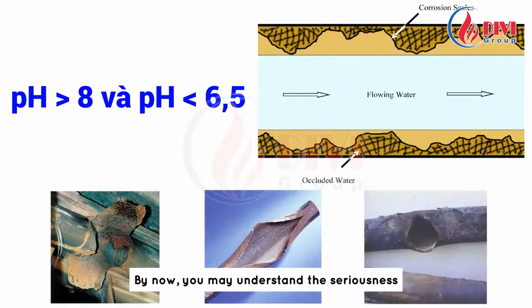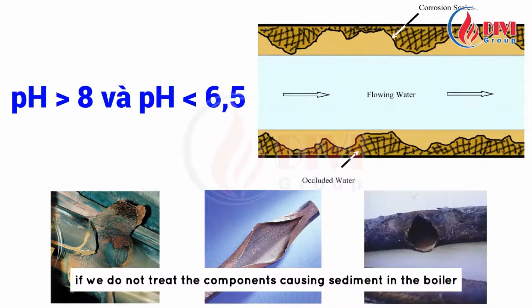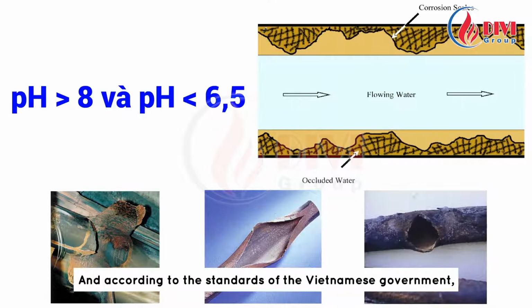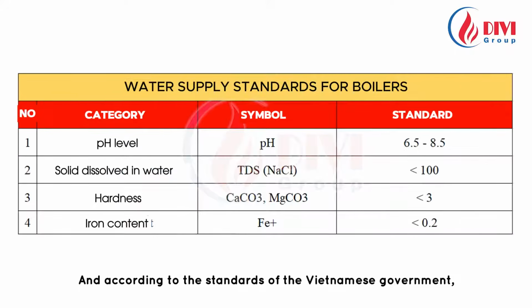By now, you may understand the seriousness if we do not treat the components causing sediment in the boiler and ensure the water's pH level supplied to the boiler. And according to the standards of the Vietnamese government, the water supplied to the boiler must be treated to ensure specific standards as in the following table.